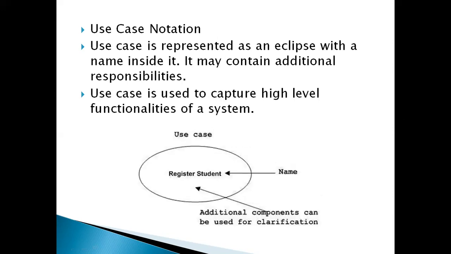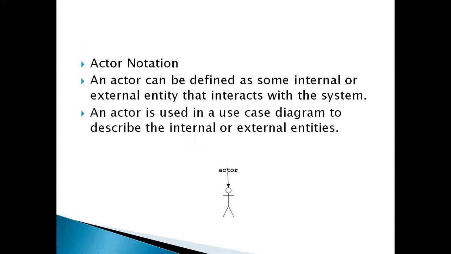Use case notation. A use case is represented as an ellipse with a name inside it. It may contain additional information. A use case is used to capture the high level functionalities of a system. This is the symbol of a use case. Here the use case name is register student. If any additional information is required, you can write it below the use case name. Generally, use case is used in use case diagrams.